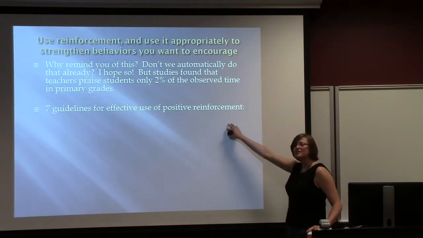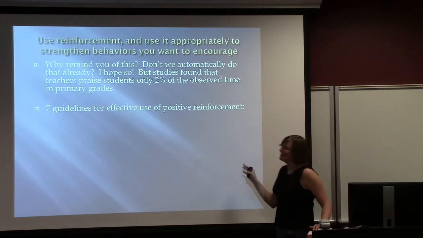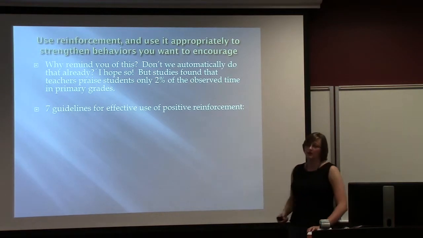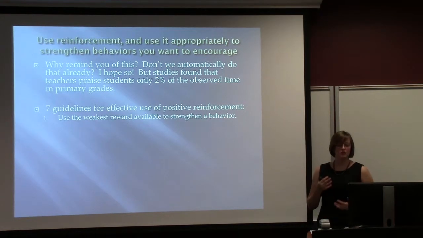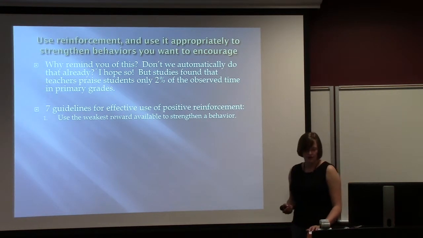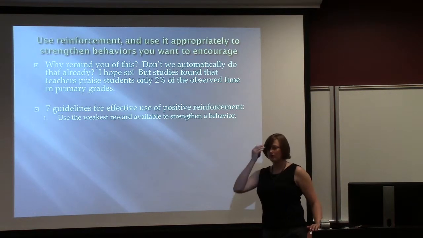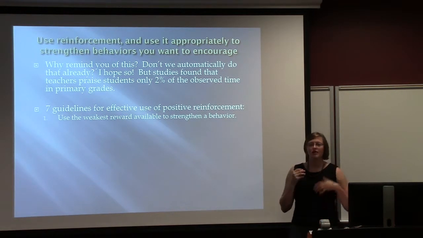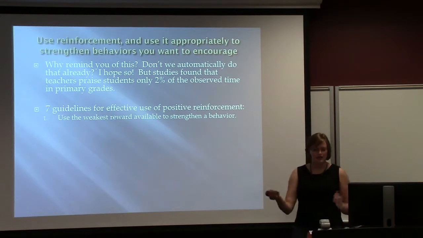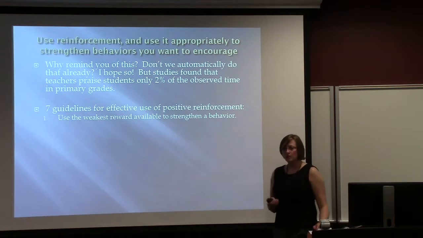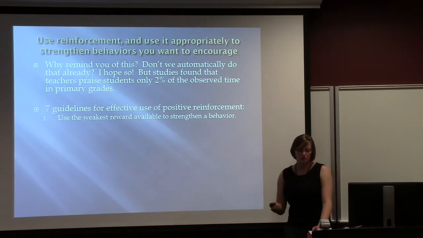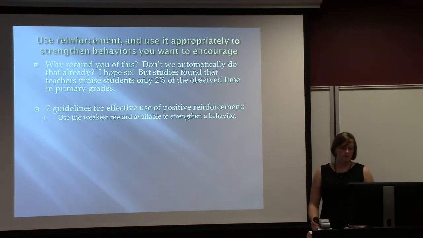So I came up with 7 guidelines for effective use of positive reinforcement or positive feedback. 1, use the weakest reward available to strengthen a behavior. So don't use those material rewards like a sticker or eraser or candy when you know that simple verbal praise is effective. Start with that verbal praise, and if that doesn't get through to the student, then you move on to the material rewards that will help them build self-esteem because you're giving them that positive reinforcement.